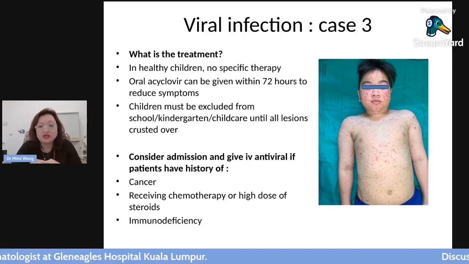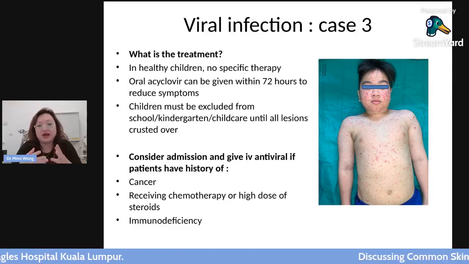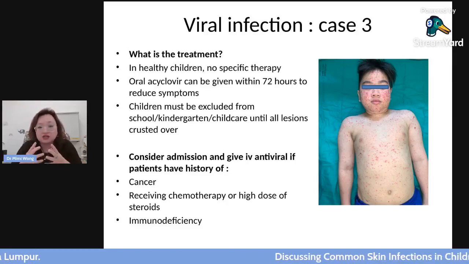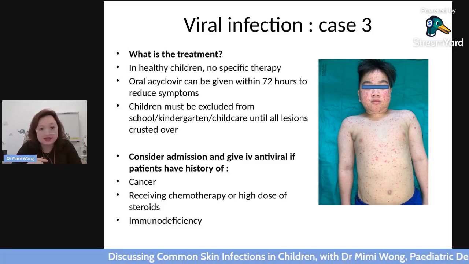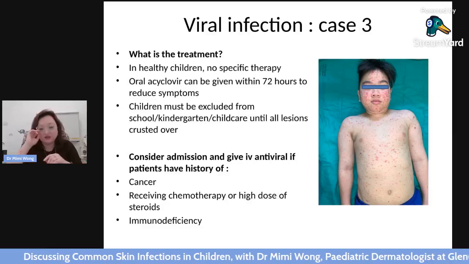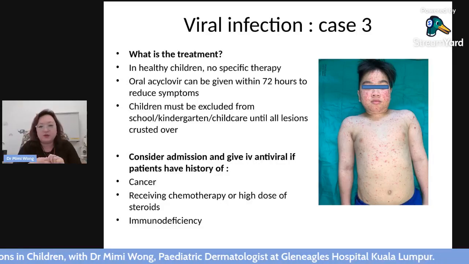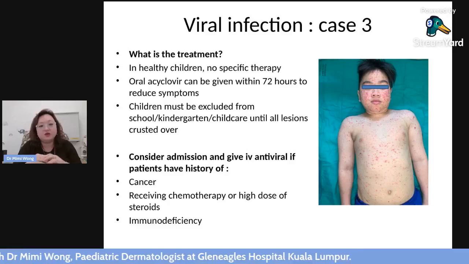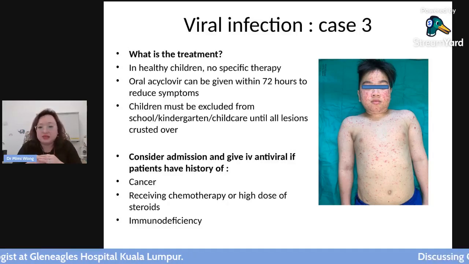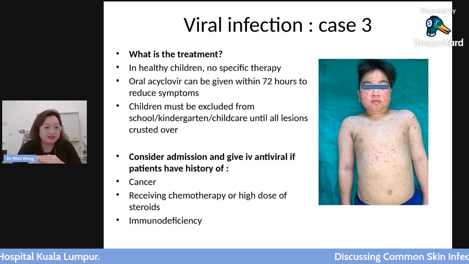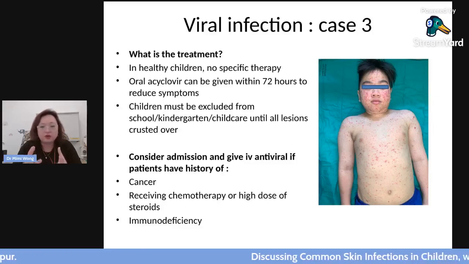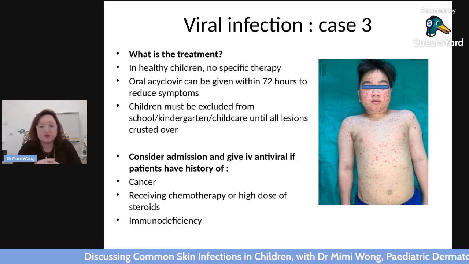All children must be excluded from school or daycare and childcare until all lesions are crusted over, meaning all lesions are dried up and there's no new blister coming. If the patient has a history of cancer, or is receiving chemotherapy or high dose steroids, or has a known history of immunodeficiency, you might want to consider admitting them and giving IV acyclovir instead. Once this group of immunocompromised patients get chickenpox, they can have very serious complications.